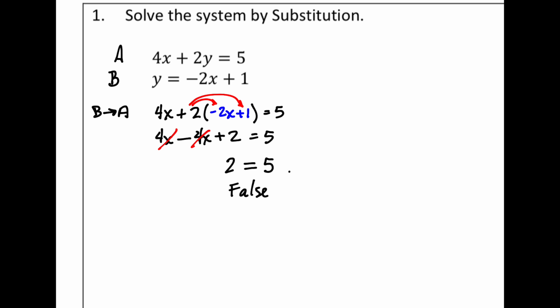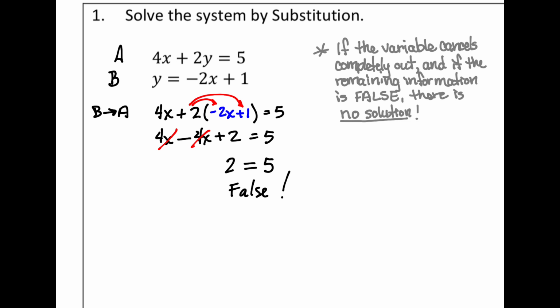Okay, and if you remember from way back in chapter 1, when we're solving equations, and we had variables on both sides and all this crazy stuff, if the variable cancels out and what you have left is false, there is no number that will work. So the variable canceled completely out, and what we had remaining was false. So that means in this particular case, there is no solution.